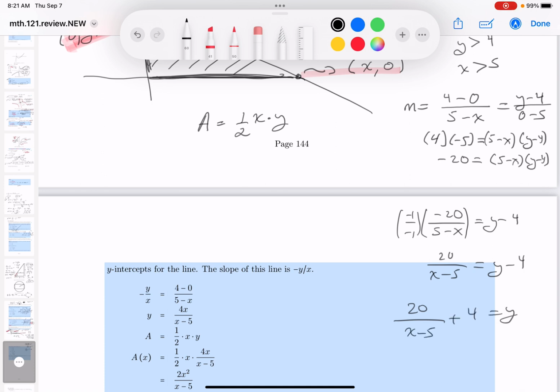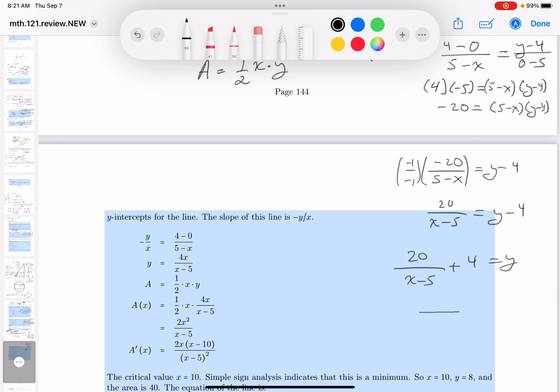And that's what y is. I'm going to simplify that. It's going to be x minus 5. This would be y. You get 20 plus 4x minus 20. All right, not so bad. What do you get over there? 4x over x minus 5. And that's what y is.